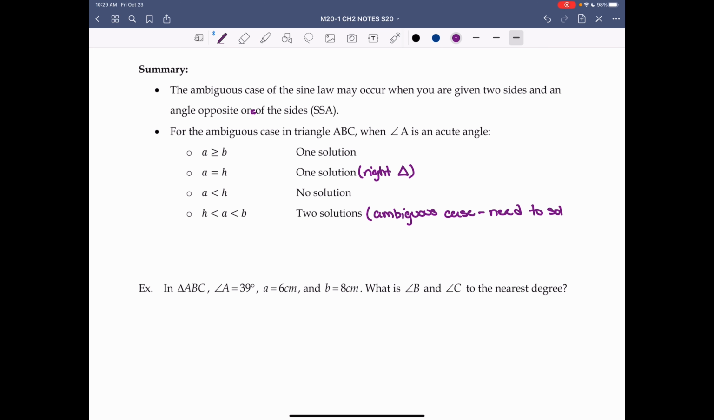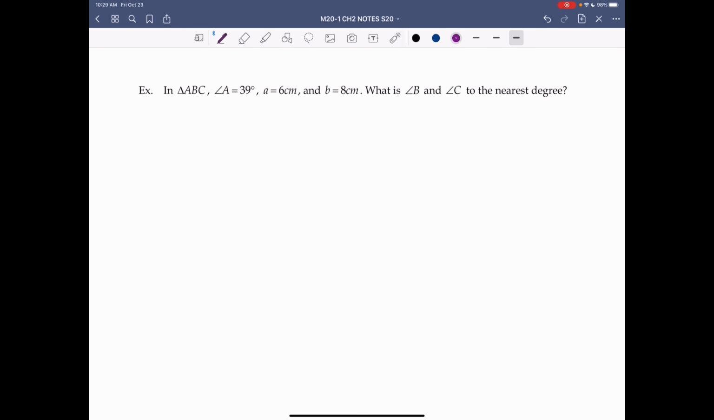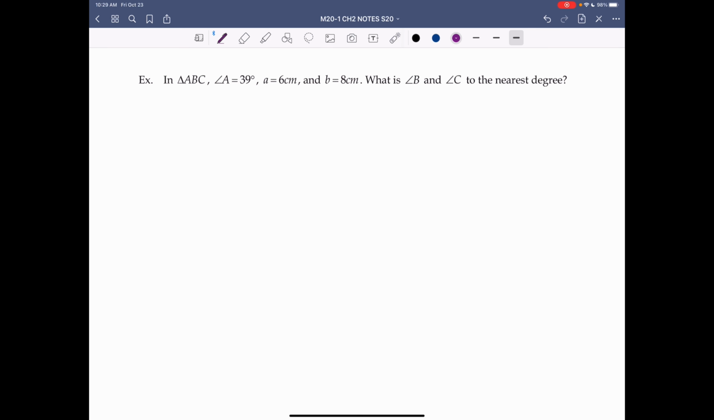And we need to solve for both possibilities. So let's put this into action. We have triangle ABC, angle A is 39 degrees, side A is 6 centimeters, and side B is 8 centimeters. What is angle B, angle C to the nearest degree?